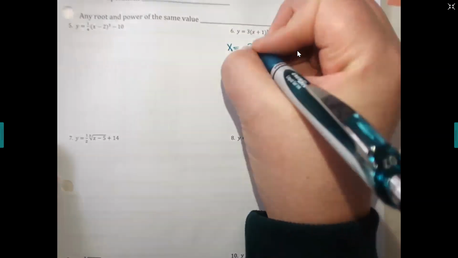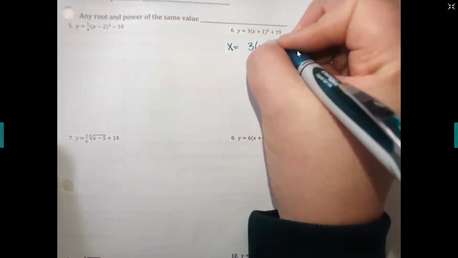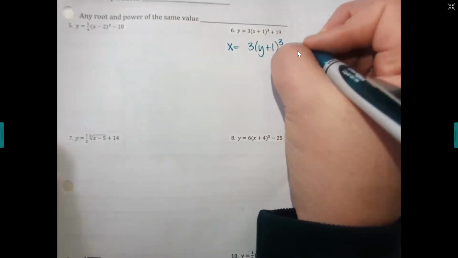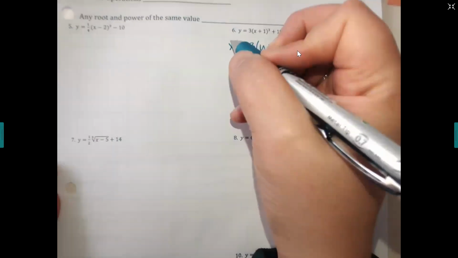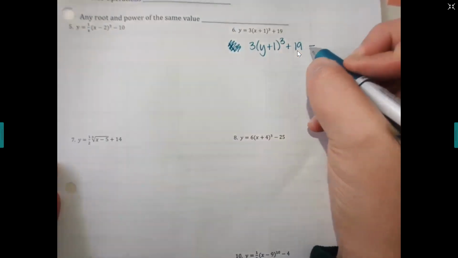First thing I want you to do is switch the x and the y. So instead of y equals, now it's x equals 3y plus 1 cubed plus 9. Then, because I want to be a little bit lazy and I don't want to rewrite all this again, I'm just gonna scribble out the x and put it on this side, because it's the same thing. So I'm gonna get rid of the x equals and make it an equals x.